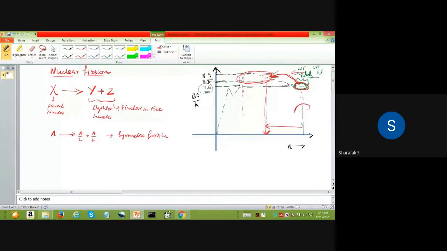So let's say this is a heavy nucleus. This heavy nucleus splits into smaller nuclei. These will have a mass number of some 130 or 120, so they will come into this range of binding energy per nucleon. So there will be an increase in binding energy per nucleon while splitting the heavy nucleus and becoming smaller, lighter nuclei. That's why nuclear fission happens.